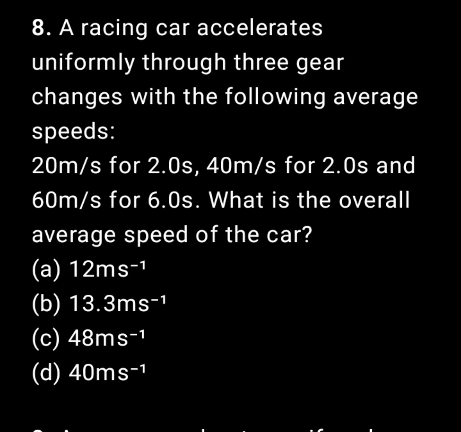8. A racing car accelerates uniformly through 3 gear changes with the following average speeds: 20 meters per second for 2.0 s, 40 meters per second for 2.0 s and 60 meters per second for 6.0 s. What is the overall average speed of the car? A. 12 m/s, B. 13.3 m/s, C. 48 m/s, D. 40 m/s.